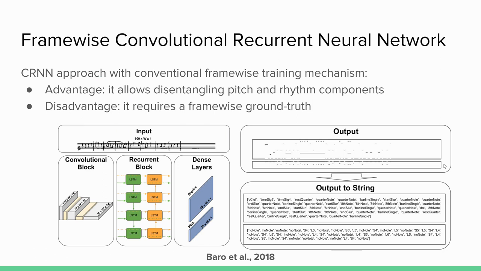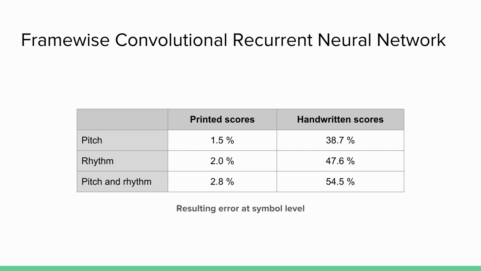And last, there is a very recent approach with a frame-wise convolutional recurrent neural network by Arnaud Barreau, in which they have two outputs in the network, one for the rhythm and another for the pitch. The good thing is that, given that this is frame-wise, we can separate rhythm and pitch. But the problem is that we need to annotate the image frame by frame, which means we need to say what appears in each of the columns of the input image. It may take a long time. They are getting good results in printed scores, even perfect results as well. They are not getting such good results in handwritten scores, but to be honest, they don't have much training data.